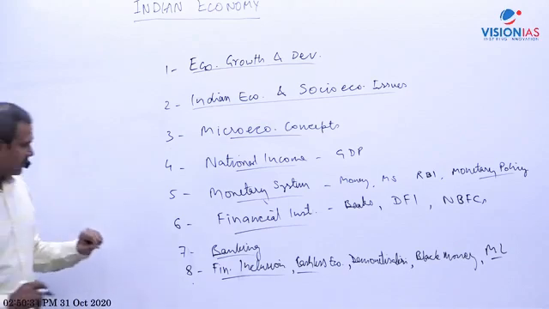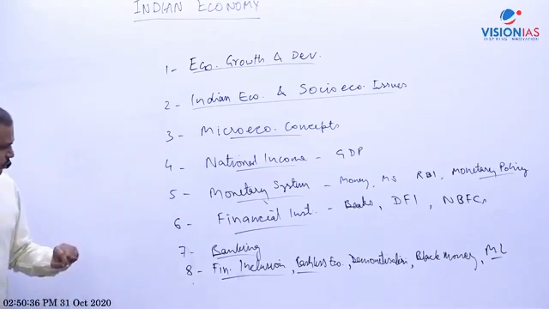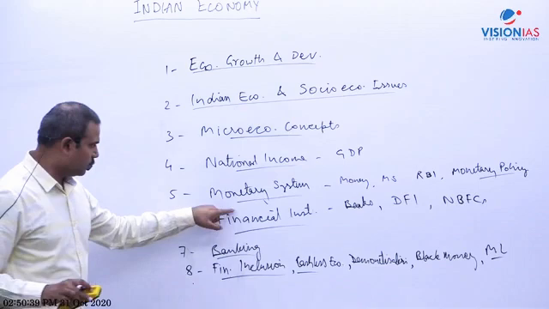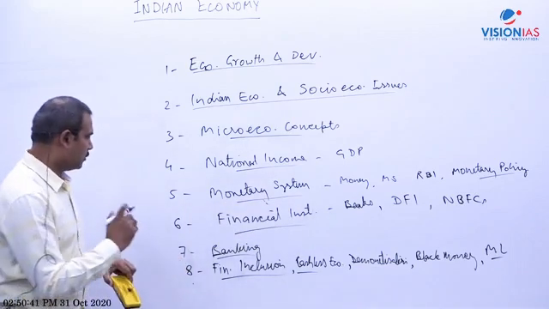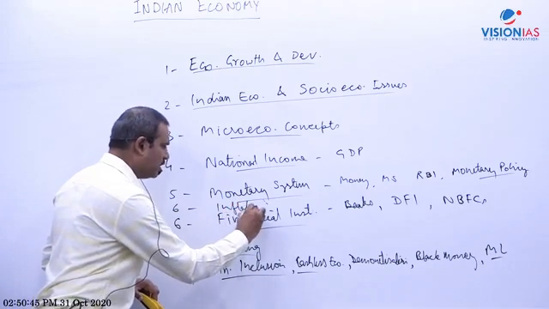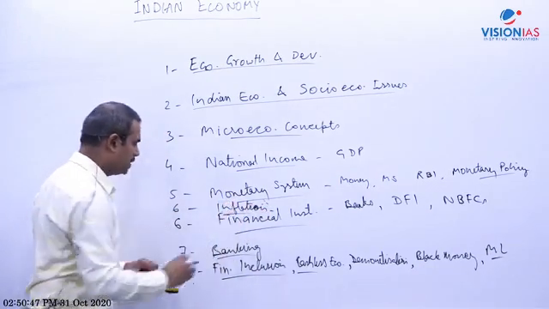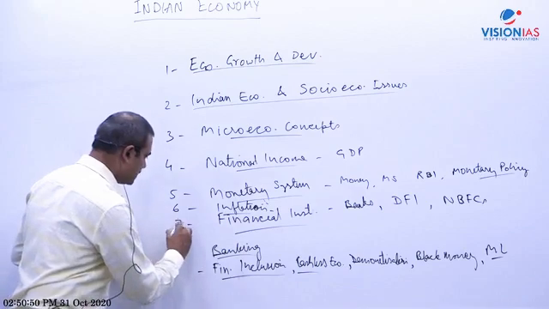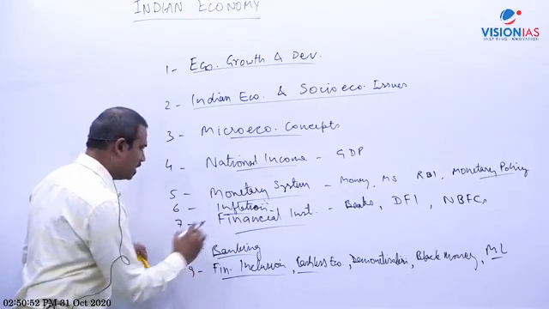One more topic I will insert in between: inflation also. Here, rather, 6 will be inflation. The sequence is not very important, but I will take it up in this sequence. So rather it will be 6th, 7th, 8th, 9th. So inflation is very important.